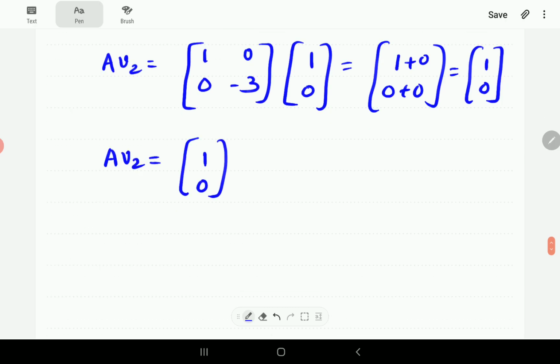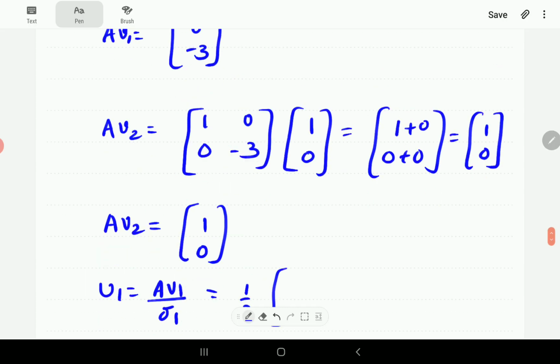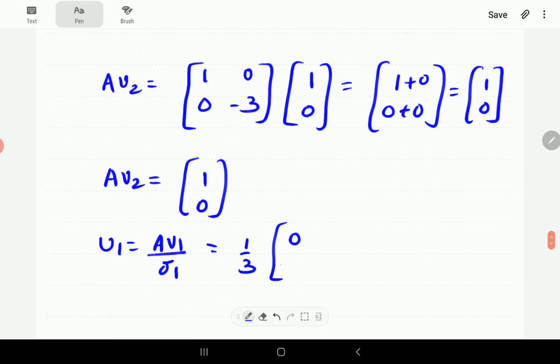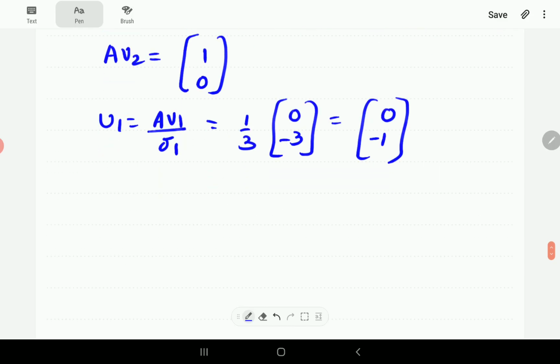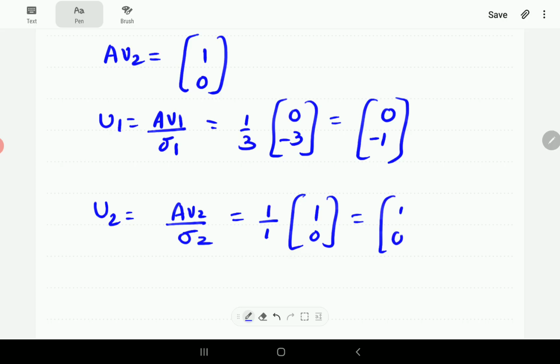So therefore also we know that our U1 is A v1 upon sigma 1. So our sigma 1 is already 3, right? So 1 upon 3 into A v1. A v1 is 0 negative 3. So this gives me 0, minus 3 by 3, that is negative 1. Okay. Similarly, our U2 is A v2 upon sigma 2, and sigma 2 is 1. So 1 by 1 into A v2 is 1 0. So 1 into anything, it will be 1 0.